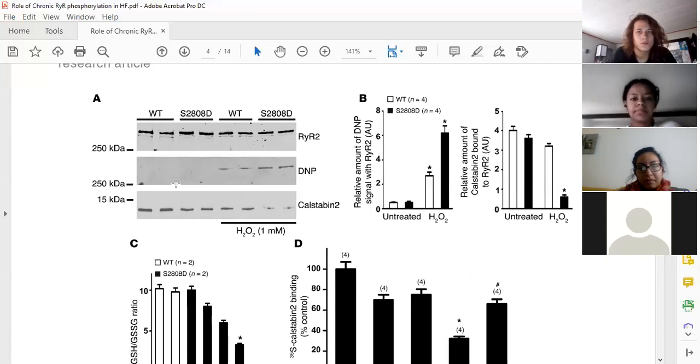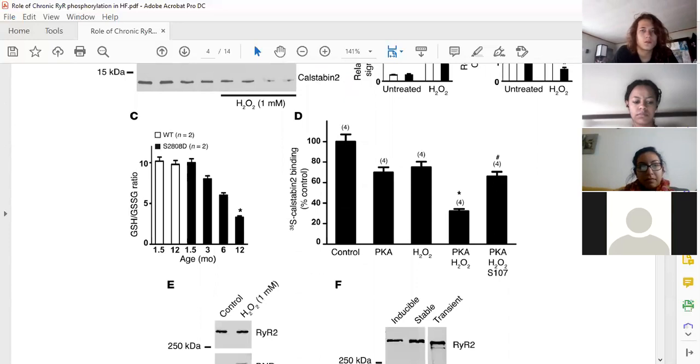Okay, so here, what they're doing is they immunoprecipitate, and then I believe anyway, in vitro, they're oxidizing the channel, and that's causing, here's your oxidation state going up. As the oxidation state goes up, the calstabin interaction goes down. Okay. And here's the one I like.